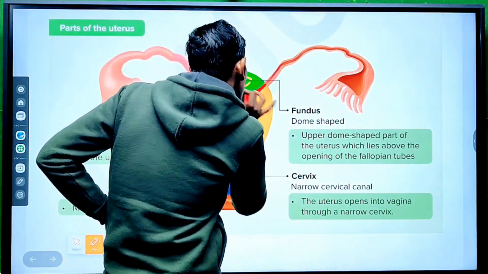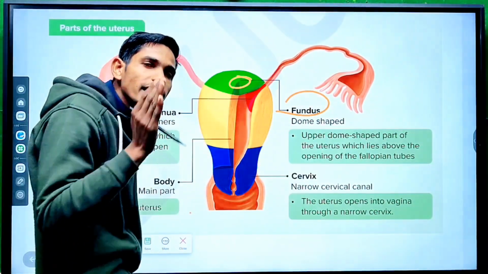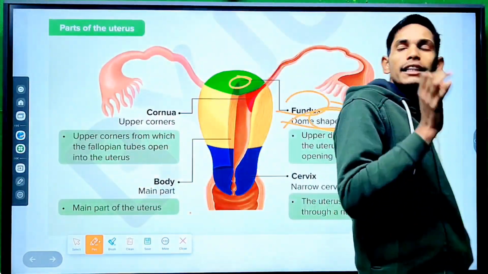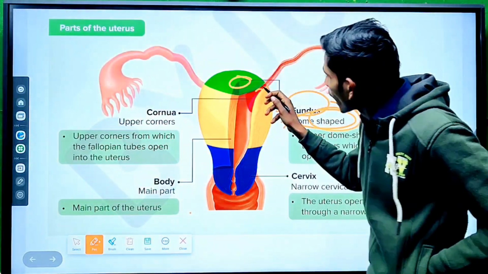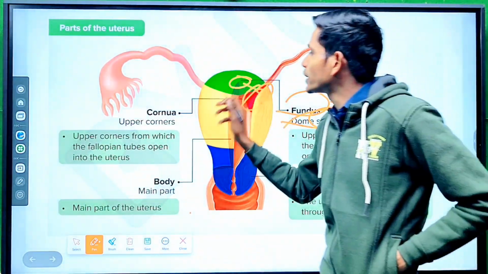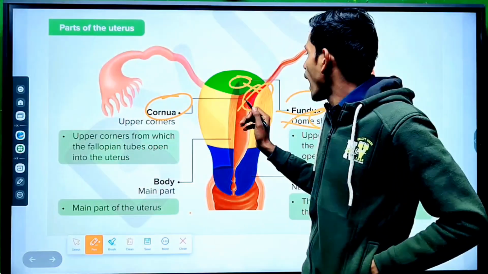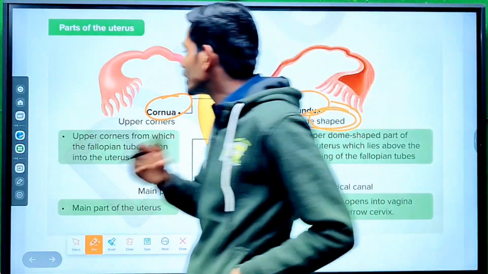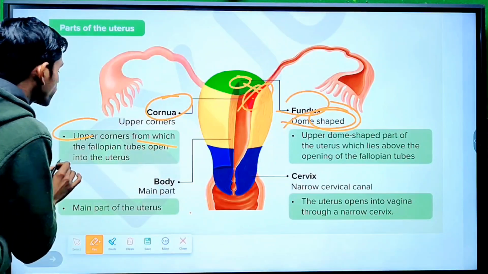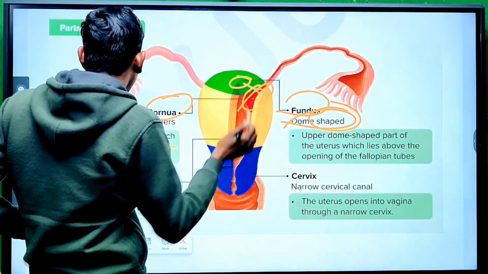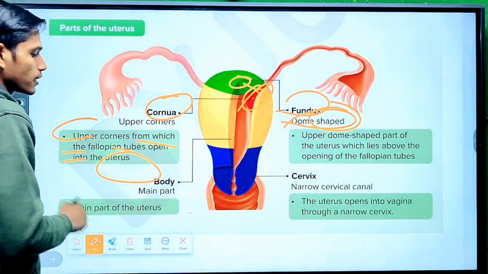This part is known as the fundus, and the fundus is dome-shaped. Look at it: the purple colored part is known as the cornua, the upper cornua, from which the fallopian tube opens into the uterus.